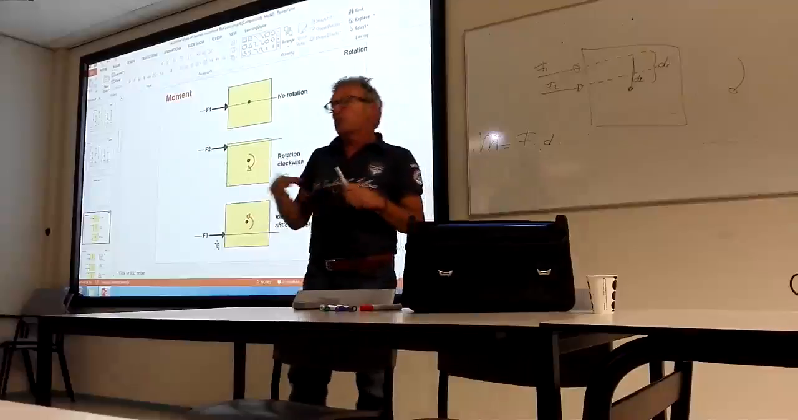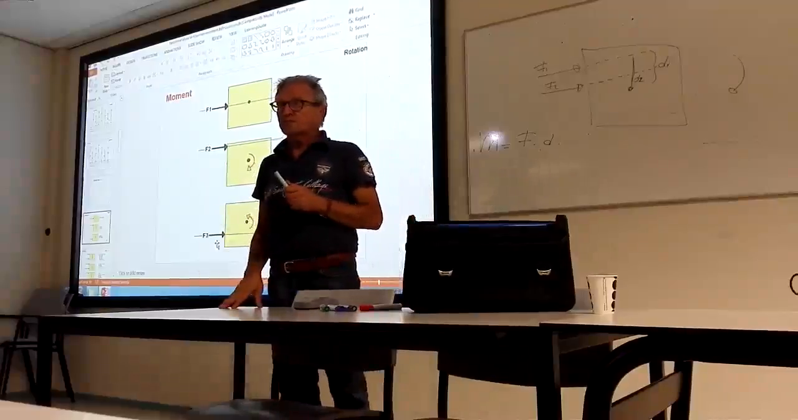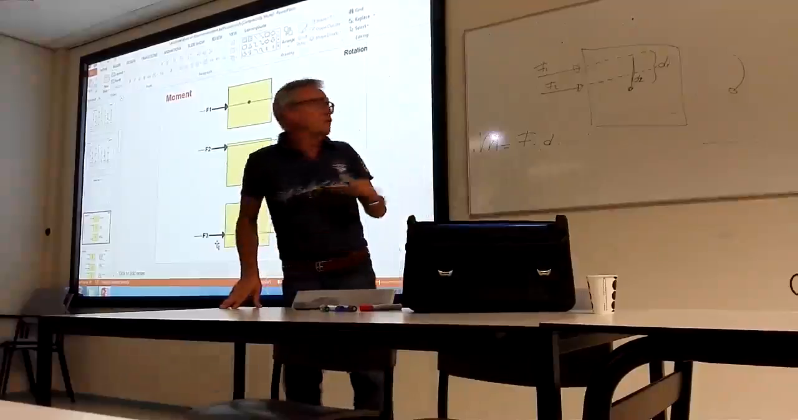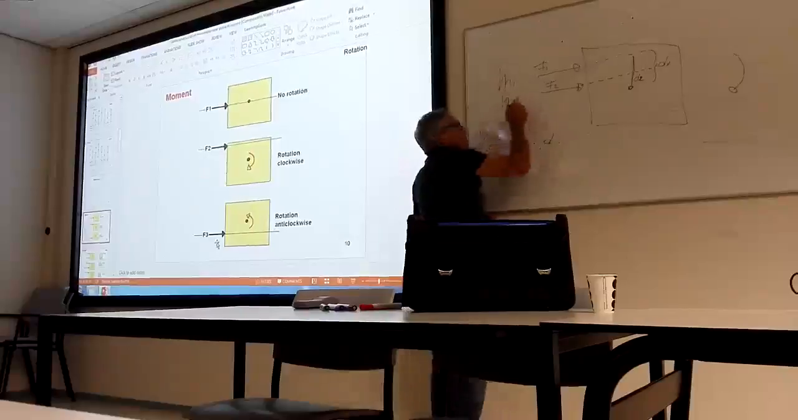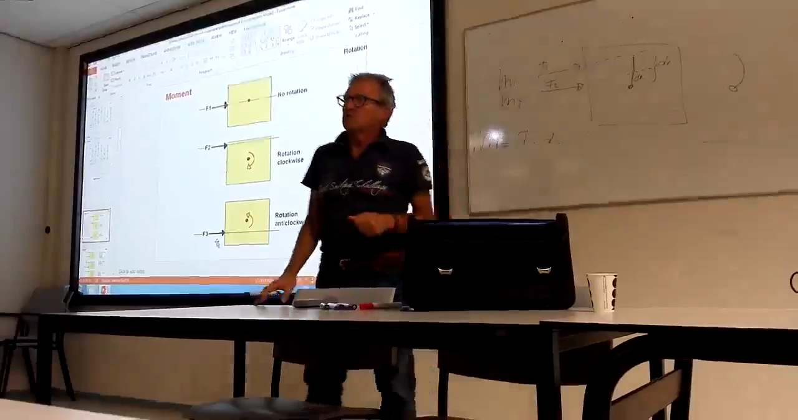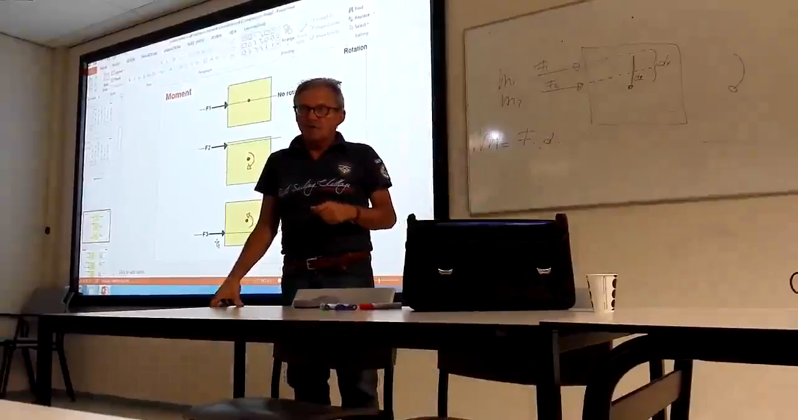So the bigger the force, the bigger the moment. The bigger the lever arm, the bigger the moment. That's correct. So the forces are equal, but moment 1 is twice moment 2. Why? Because the lever arm is twice.